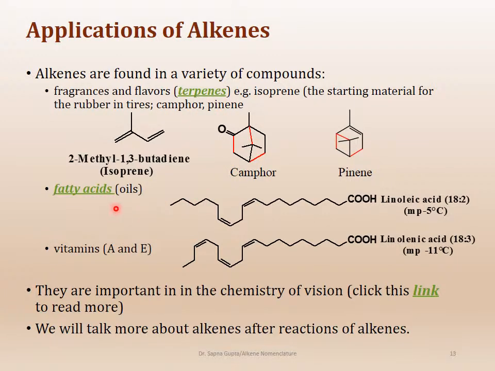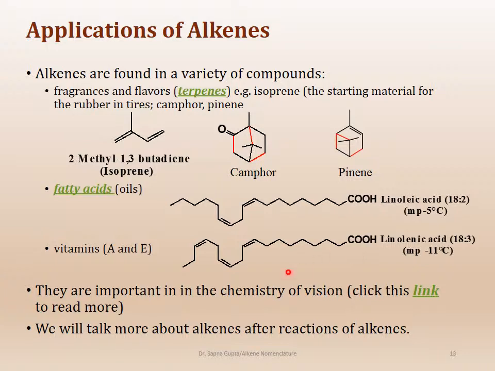Another class of compounds where you find alkenes is in fatty acids, and fatty acids will have all sorts of double bonds. If you take a look at this, you will see that this is a cis bond, and here also it is a cis bond. When we talk about fatty acids later on, we will talk a little about the cis and trans nature of fatty acids. And then vitamins A and E are also long-chain molecules in a way, and again, look at that, we have cis bonds over here. So these are some places where you find alkenes.